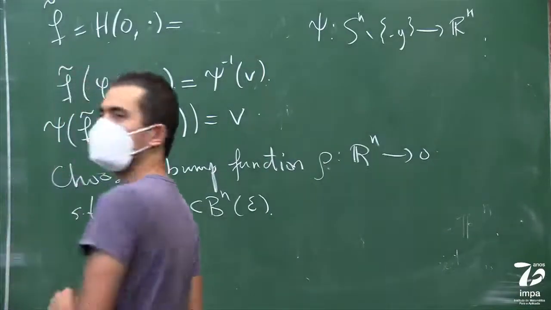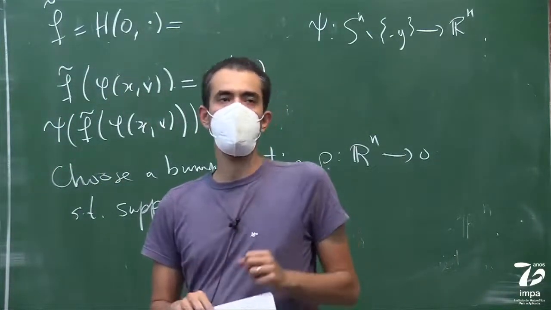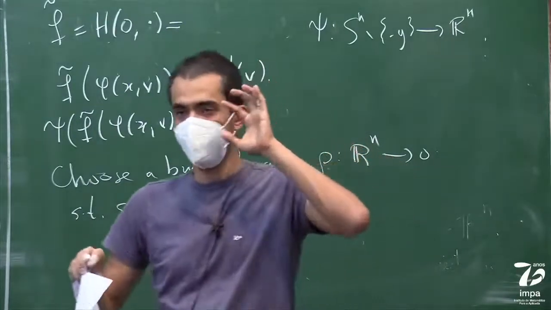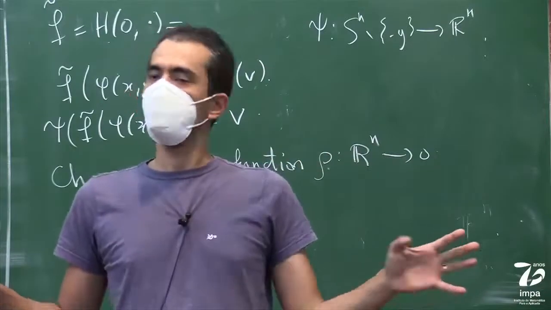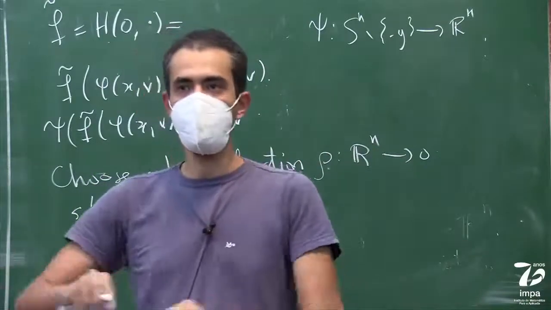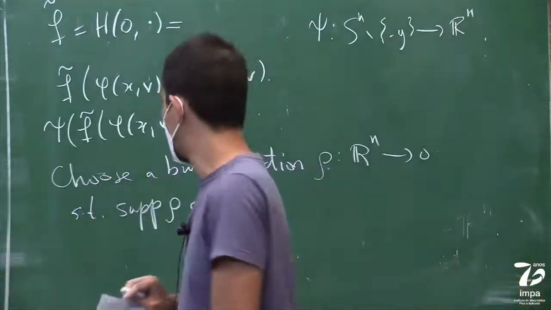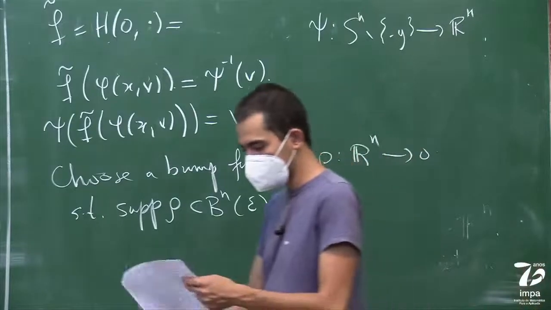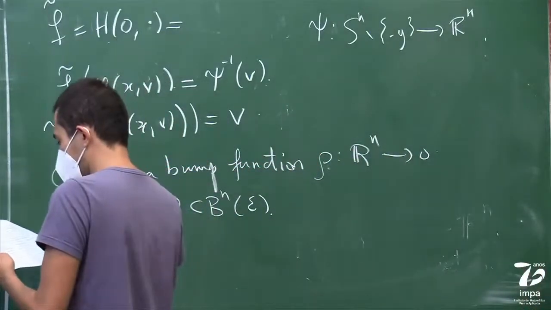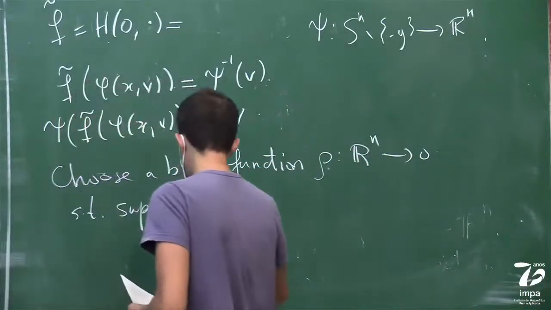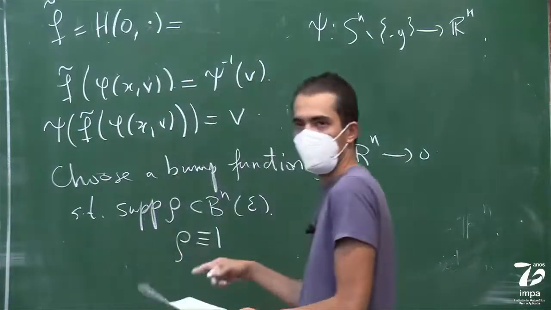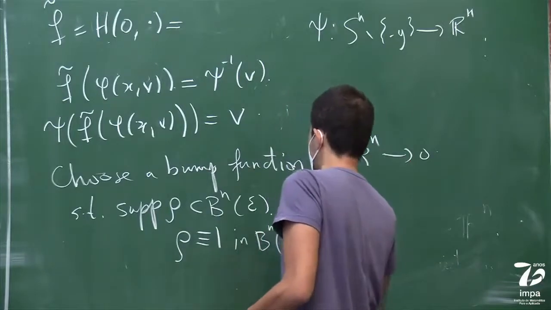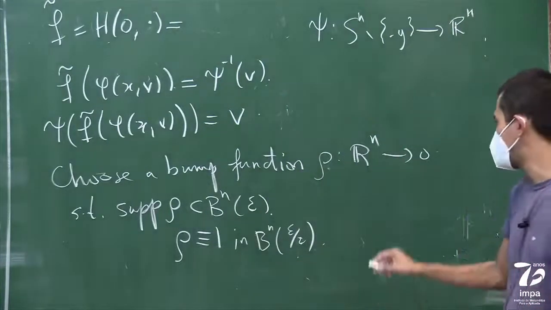from f to f tilde. Of course, with a stereographic projection in mind. Once I put on my stereographic glasses, I see everything in Rn. So then I can do linear homotopies, and I have to put this bump function to make things glue together. So now I can actually define the thing. I also like to have rho equal to 1 in a neighborhood of 0, say in Bn of epsilon over 2. So I have my bump function.